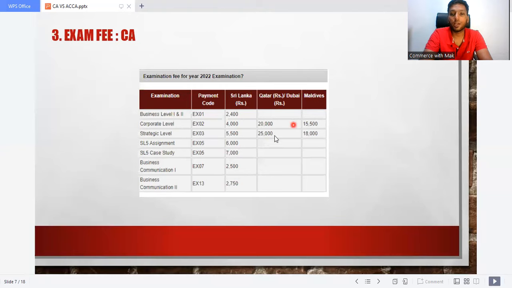They are also teaching students online for Qatar and Dubai students, and they are charging amounts of 20,000 and 25,000. Maldivians 15,500 and 18,000. Now you might have a question: can we go to Dubai and study online? Of course, yes, but you need to show proper proof that you have been working in a firm, and without experience, you can't go on to the next stage of CA.